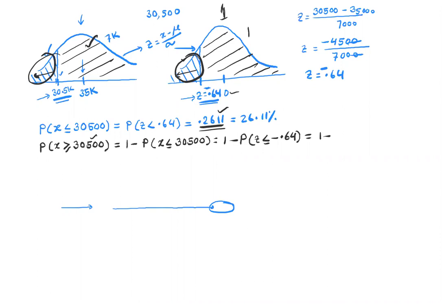We found it already, 0.2611. So 1 minus 0.2611 is going to give you 0.7389, or 73.89% chance that a randomly selected person from the population will make more than $30,500. So that's what it is.